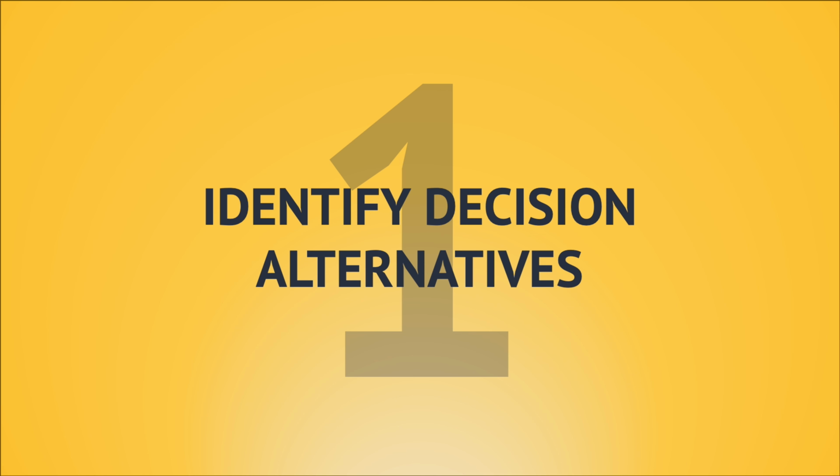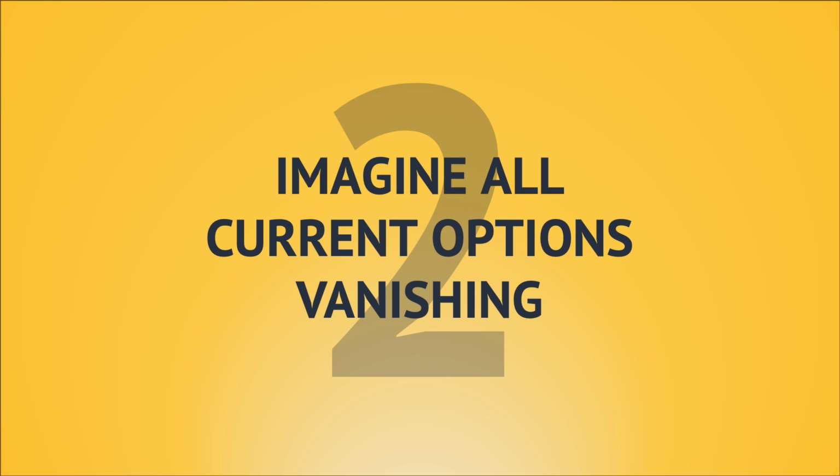Start by listing all the options or alternatives you're considering for a particular decision. This could include various courses of action, potential outcomes, or choices available to you. Next, envision a scenario where all the options you've identified suddenly disappear or become unavailable. Imagine that these options are no longer viable, and you're left with no choice but to explore new possibilities.